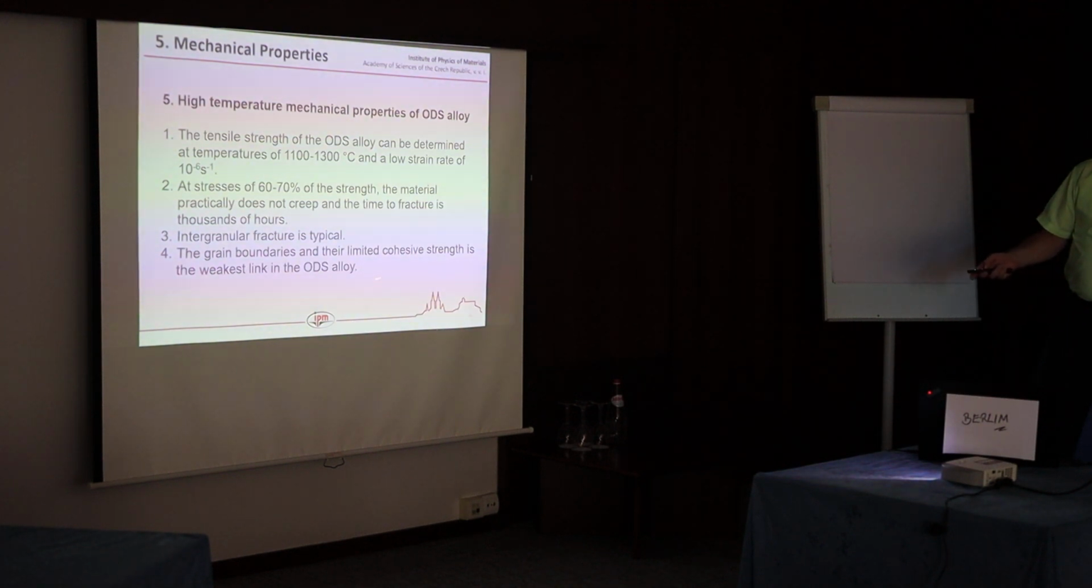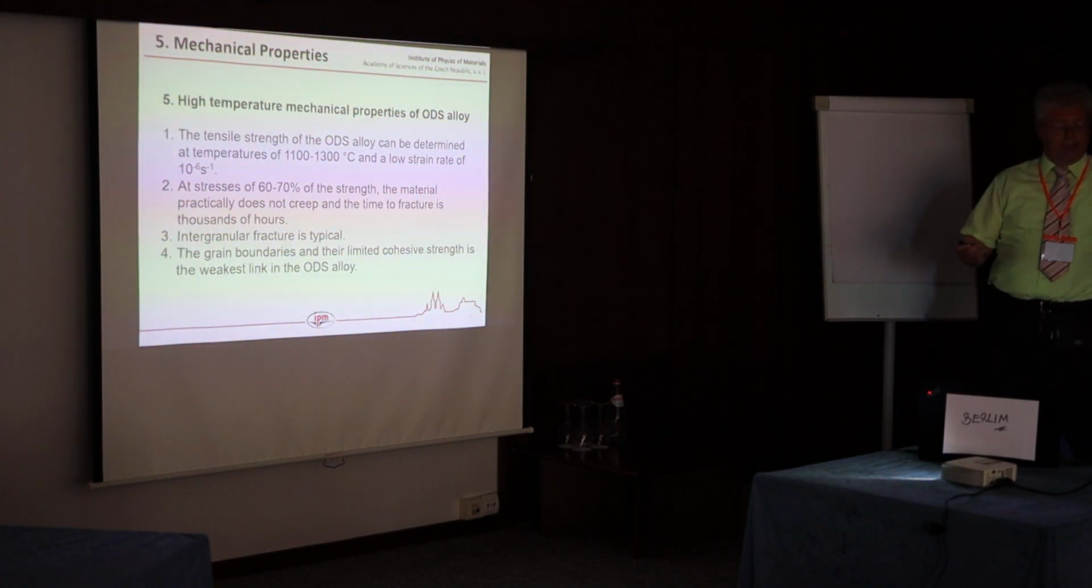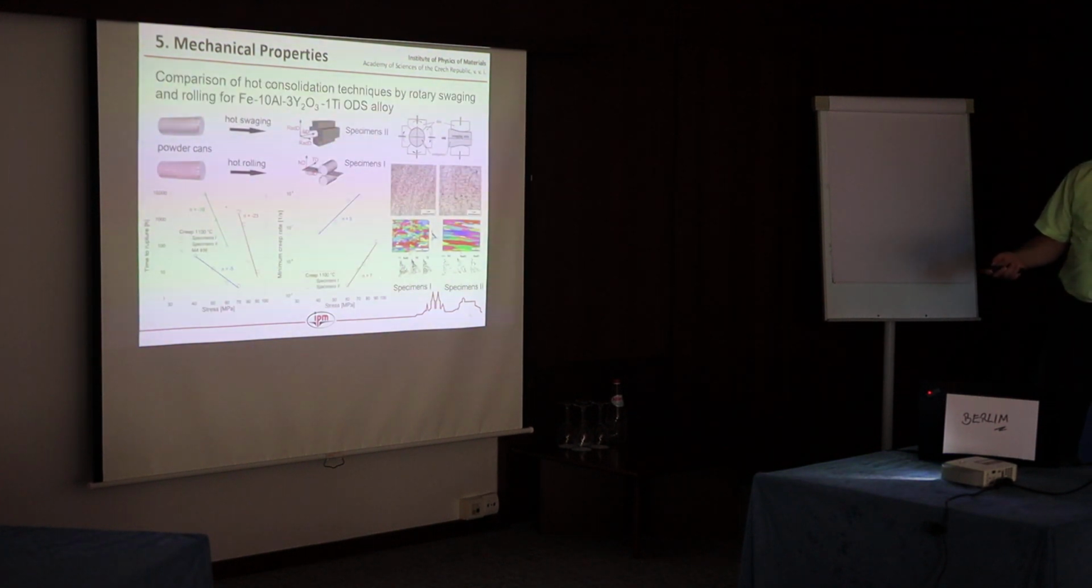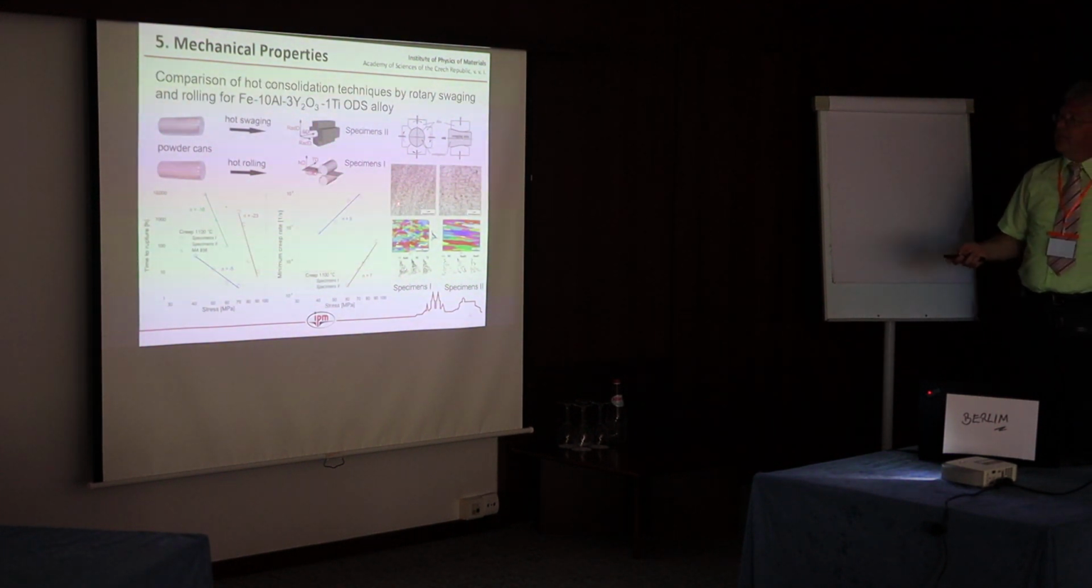And the grain boundaries have limited cohesive strength, which is the weakest link in this alloy. And there is typically intergranular fracture. It can be avoided by some microstructure, which can be produced by rotary swaging.